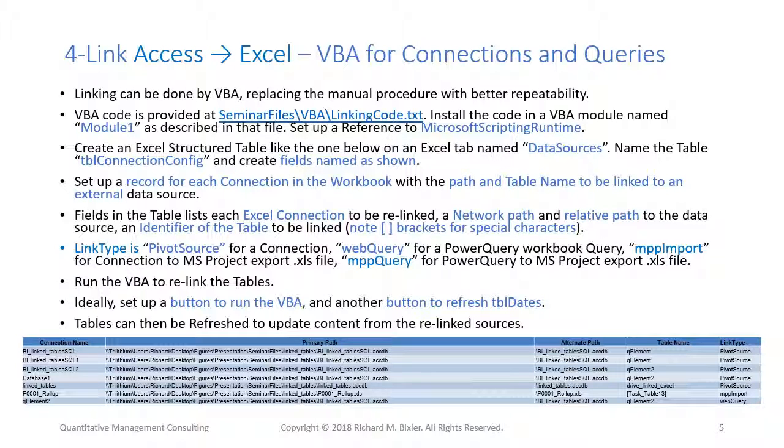To update dates imported from MS Project, this is typically done in a data source workbook to drive a build table in that workbook. Create a button object on Excel tab data sources to run private sub command button 1 _ click, seen in VBA file linking code.txt. I would label this button as update dates. Clicking that button will refresh connections with link type MPP import or MPP query in table connection config.